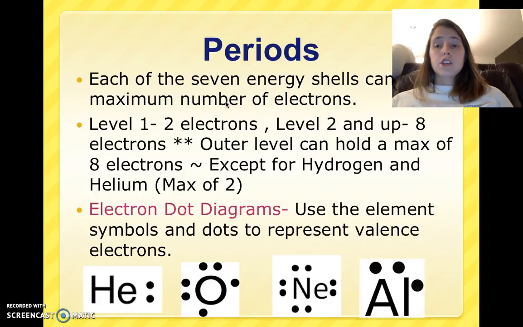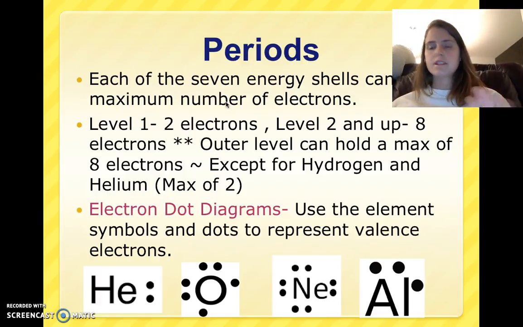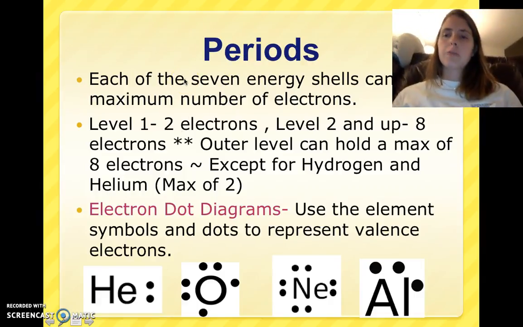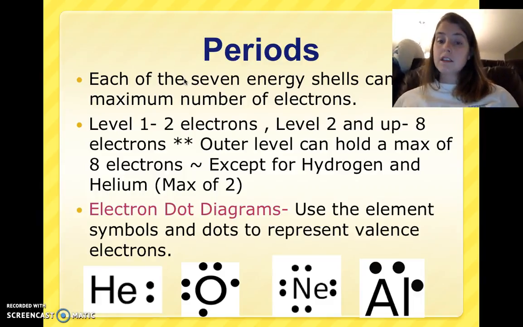So each of the energy shells can hold a maximum number of electrons. So remember, if it's level 1, it's going to be 2 electrons. That's the only shell of electrons that only holds 2, and every single element is going to have those 2 electrons. Or I guess not every single element, but those first 2: hydrogen has 1 electron in the first shell, and helium has 2 electrons in the first shell, and then we start another period because that's the outermost shell. Every other element will have an outermost shell of 8.